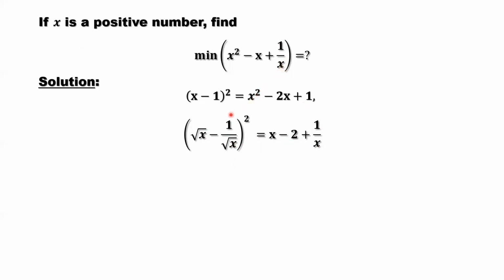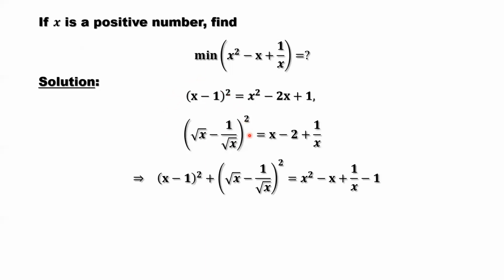Why do we want to do this? Now consider the sum of those two. Left-hand side, sum of squares equals the right-hand side. We have x squared here and negative 2x, so we have negative x. Then we have negative 2 plus positive 1, that's a negative 1. Then we have 1 over x here. This looks like this one, yes, the only difference is what? Minus 1. If we add minus 1 here, it will become a sum of 2 squares.